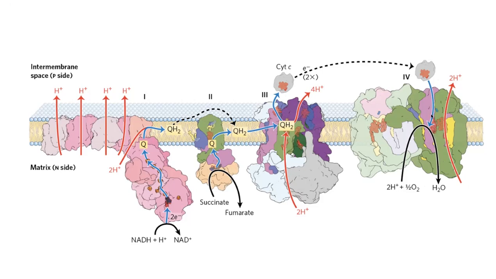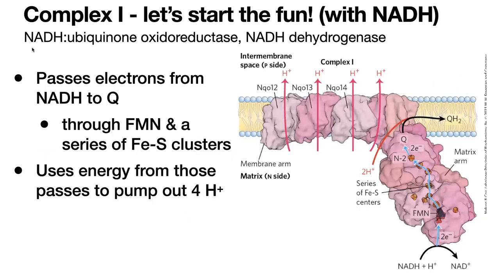And then this is all in these complex 1, complex 3, and complex 4, here you're going to be pumping out protons, and the pumping out of protons, then we'll talk about how we can create ATP. But first, let's look in detail about how each of these complexes work.